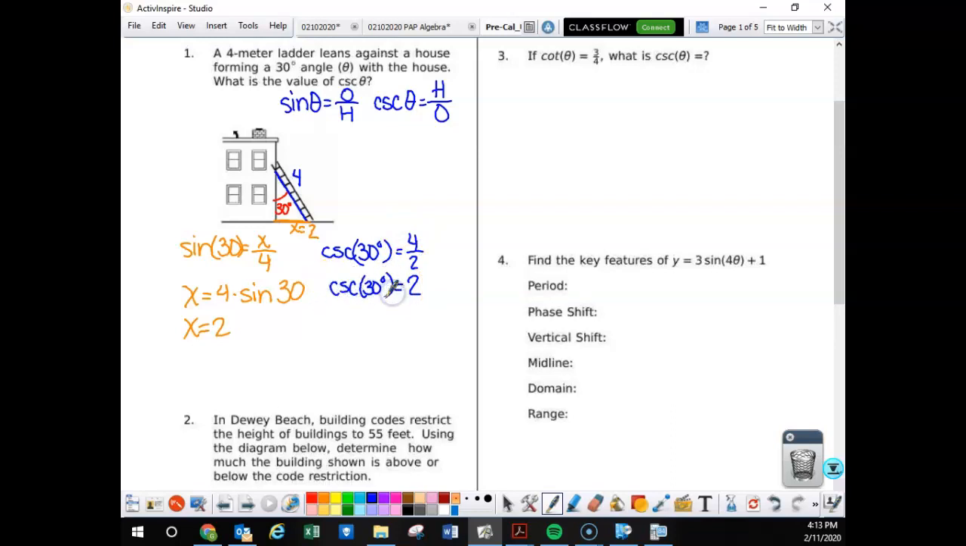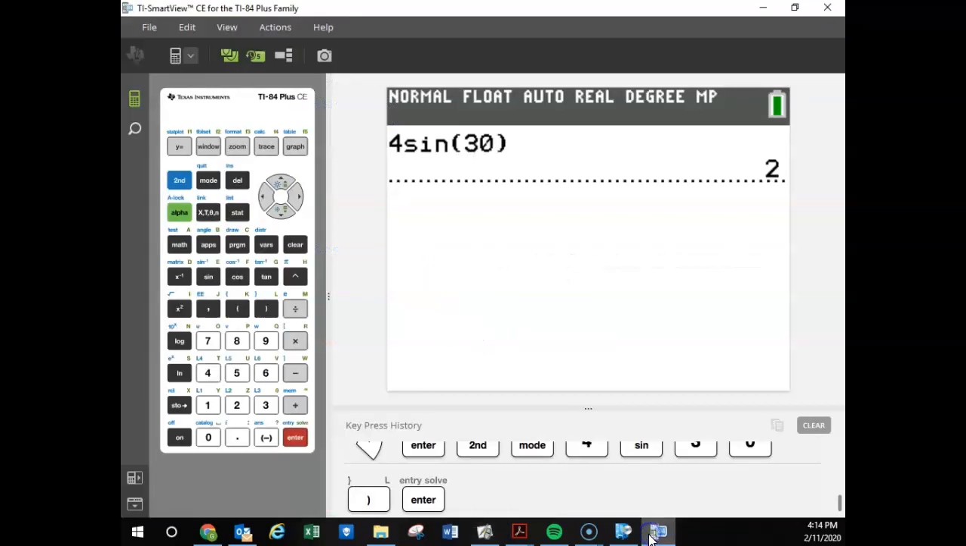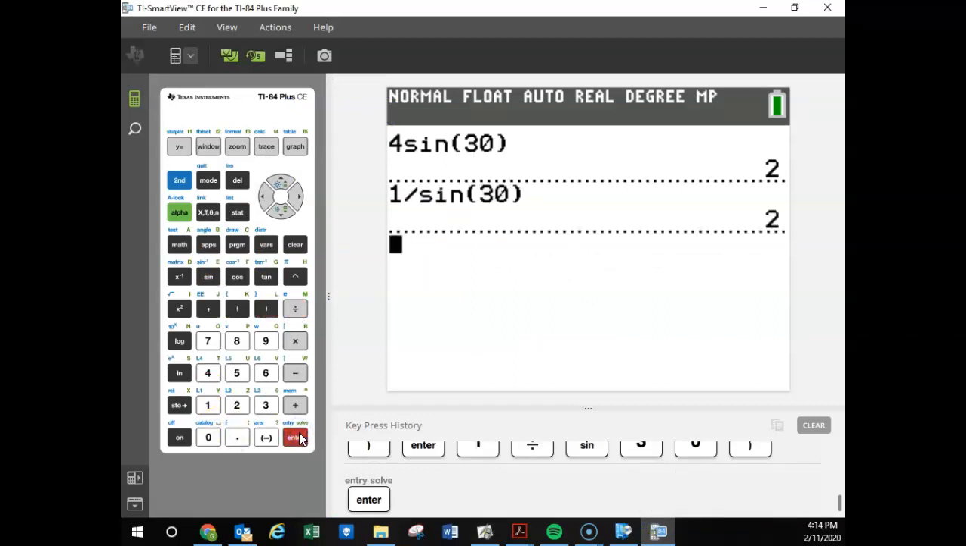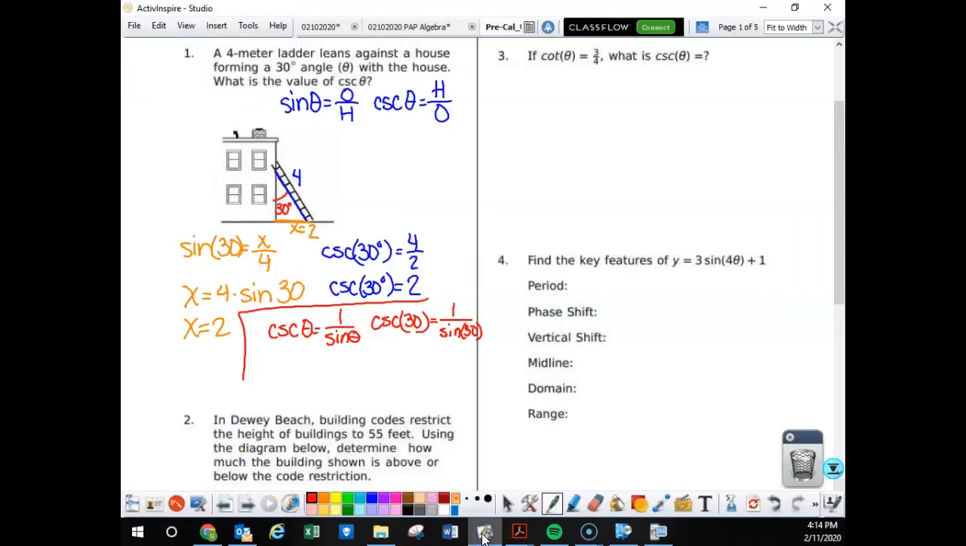Or when we talk about cosecant being the reciprocal of sine, that means cosecant theta is equal to 1 over sine theta. So this is a different method: cosecant 30 is equal to 1 over sine 30, and just plug that into the calculator. So if you go to the calculator, 1 divided by sine 30, that is also 2. Okay, so those are 2 different ways you can get your answer. So the answer is 2.